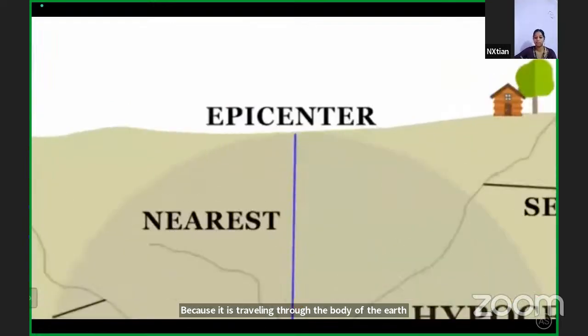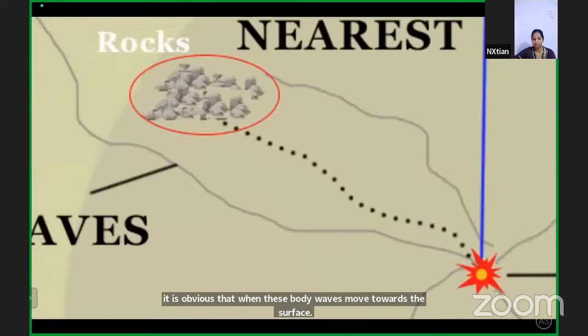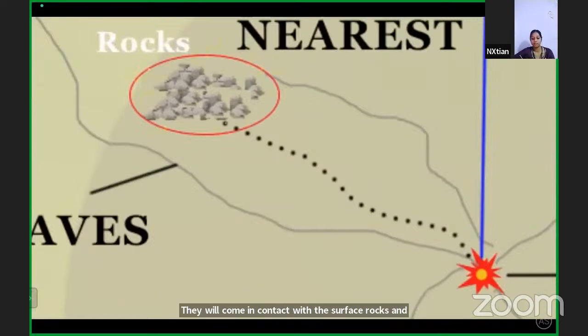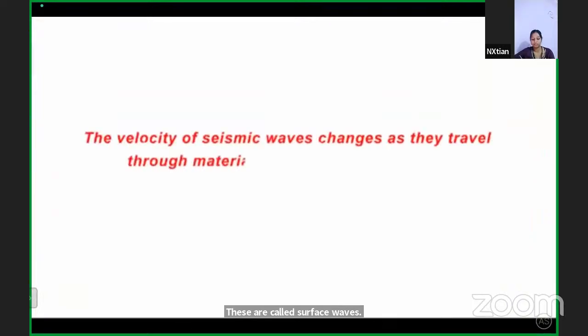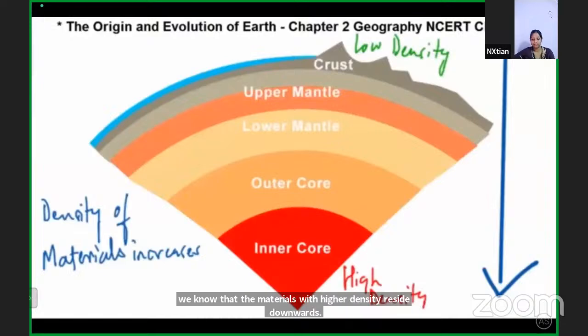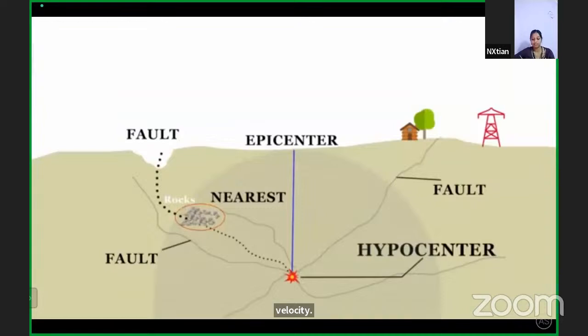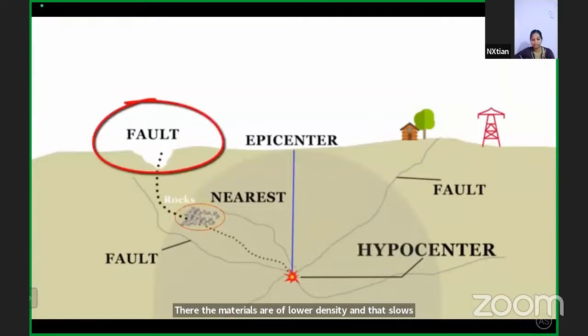Now it is obvious that when these body waves move towards the surface, they will come in contact with the surface rocks and generate a new set of waves. These are called surface waves. Now the velocity of waves changes as they travel through materials with different densities. And we know that materials with higher density recede downwards. Therefore, the denser the material, the higher the velocity. Their direction also changes as they reflect or refract when coming across materials with different densities. That's why when the seismic waves reach the surface of the Earth, where the materials are of lower density, that slows down the intensity of the waves, leaving behind a fault.